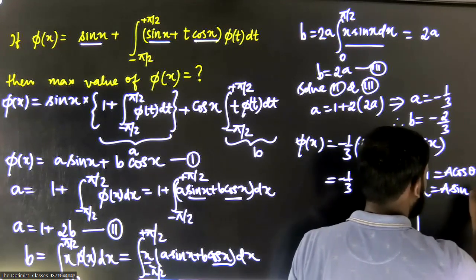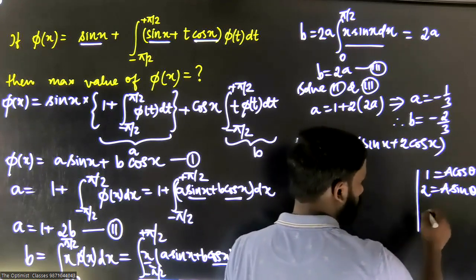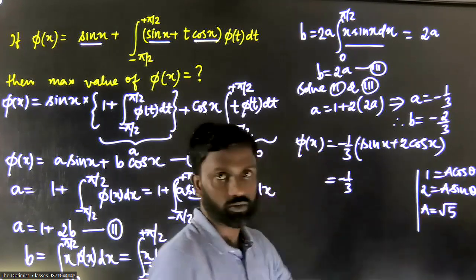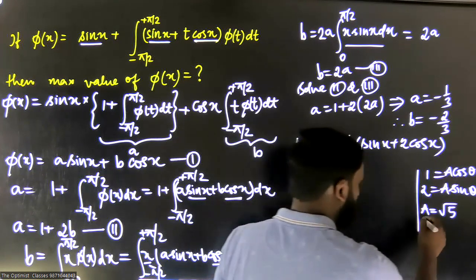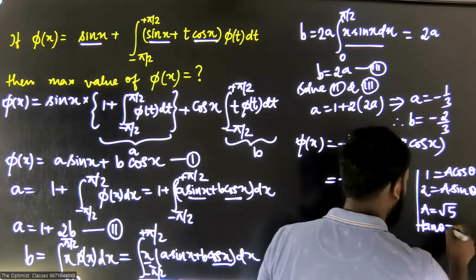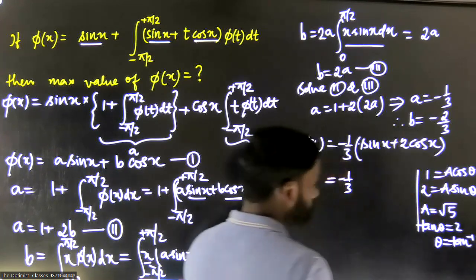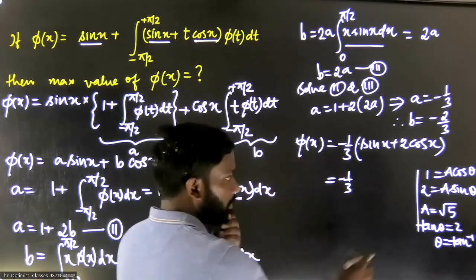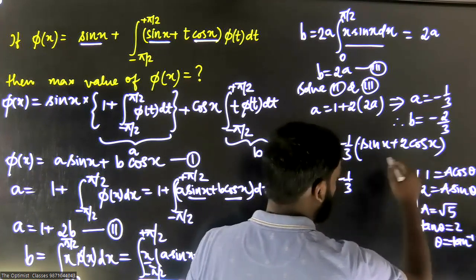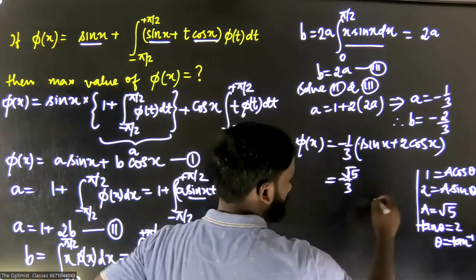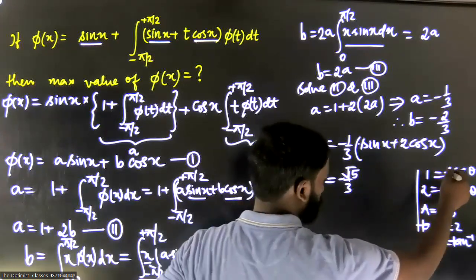So if you square and add the two, you will get a equal to root 5, since sin square plus cosine square will become 1. And if you divide the two, you will get tan theta is equal to 2. Therefore theta is equal to tan inverse 2. So these substitutions we are going to do. In place of a I'll write root 5, so root 5 will come outside. So basically I'm substituting in place of a root 5 cos theta.